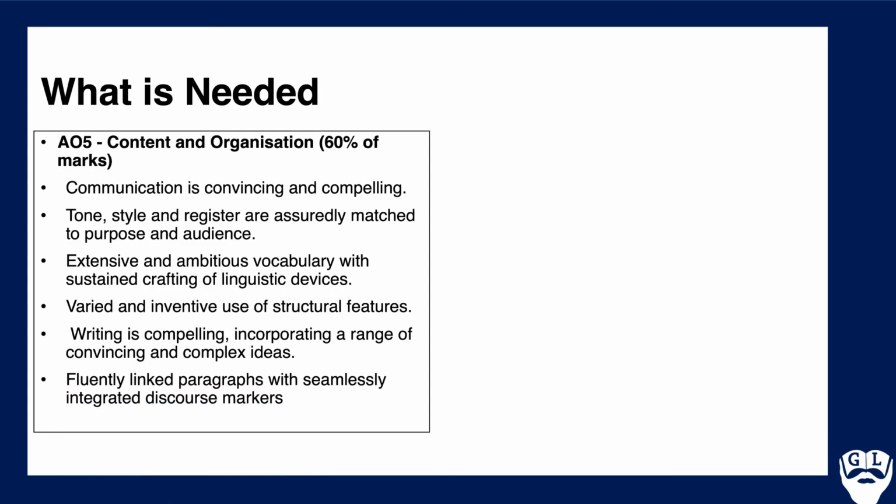And lastly on this point, fluently linked paragraphs with seamlessly integrated discourse markers. This goes back to that bit I mentioned before about firstly, secondly, lastly. What you really want to be doing is to make sure that you're looking at this in a clear manner, but also using different connectives that others ordinarily wouldn't. The fluently linked aspect is really important there.